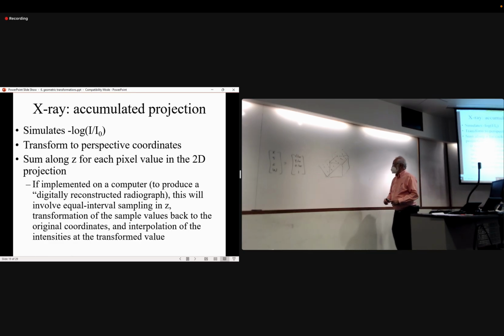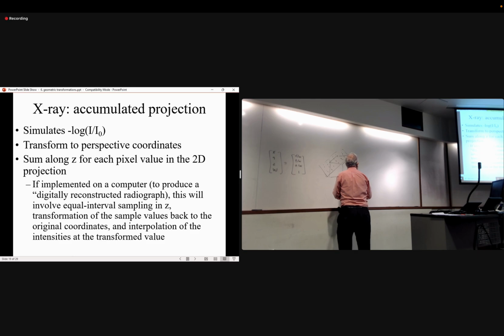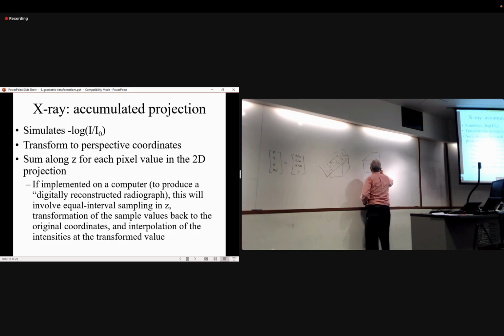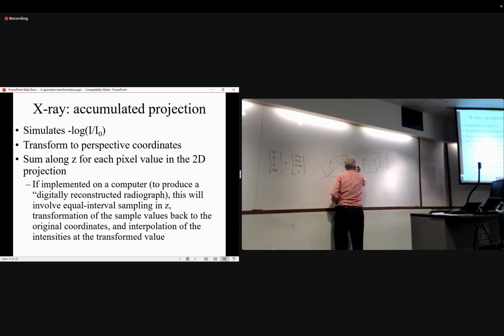The next thing we might want to do is, we have a 3D space of intensities, and we want to project those onto some plane in such a way that you're acting like you have an X-ray. Okay, so we have an X-ray tube here.